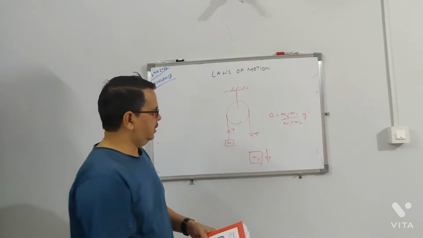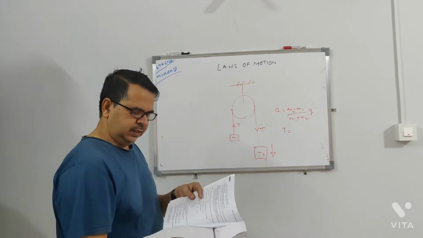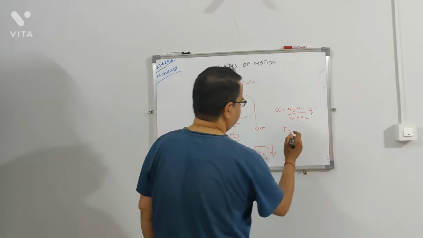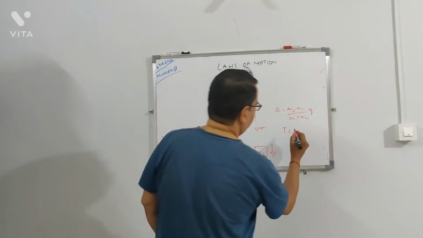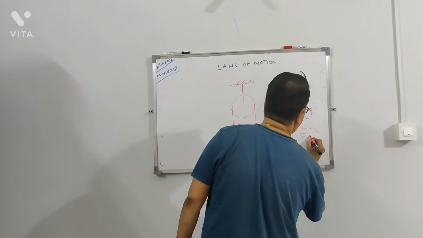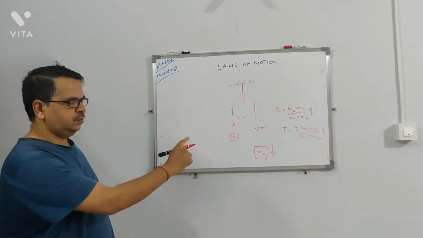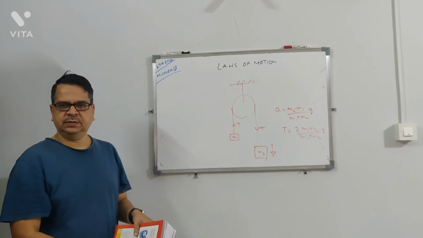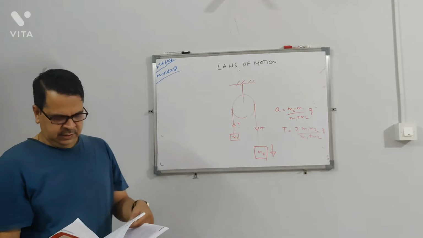And there can be a question on what the tension is. So this tension will be 2 m1 m2 divided by (m1 plus m2), into g. So this formula also you remember for this kind of system: 2 m1 m2 divided by (m1 plus m2), into g.